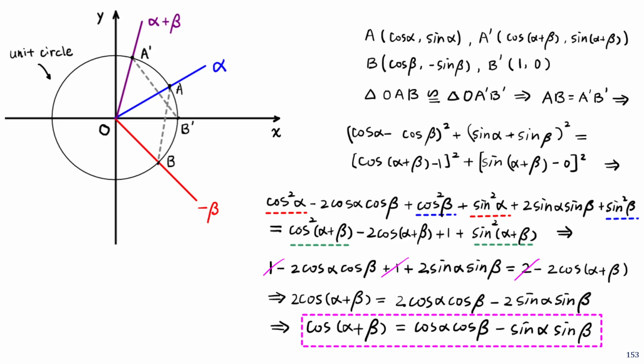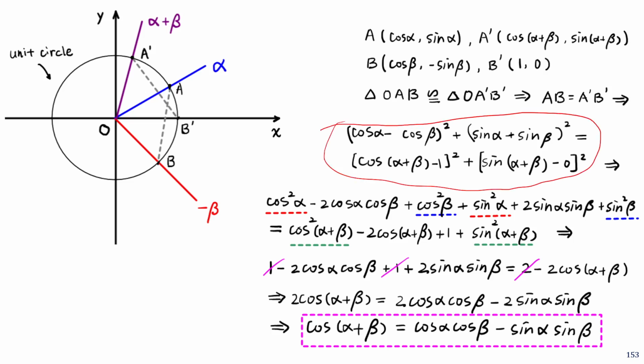Did you get it? And the coordinate for A prime is cosine alpha plus beta, sine alpha plus beta. And so for B and B prime. Then if you know the coordinates of these points, note that triangle OAB is congruent to triangle OA prime B prime. Therefore, AB equals A prime B prime. Therefore, we can easily use the distance between two points to calculate AB and A prime B prime. Therefore, we have this equation here.